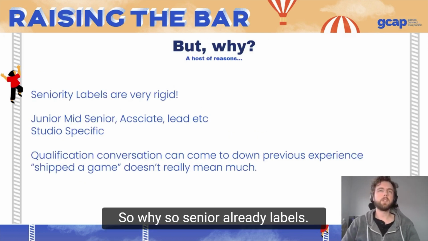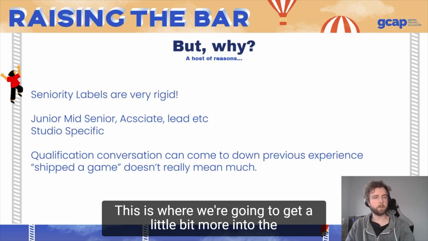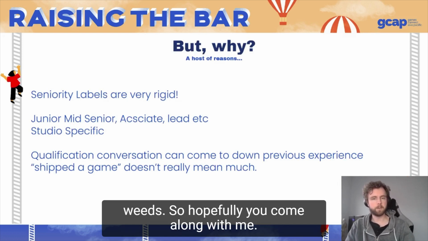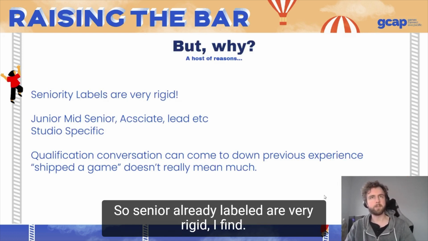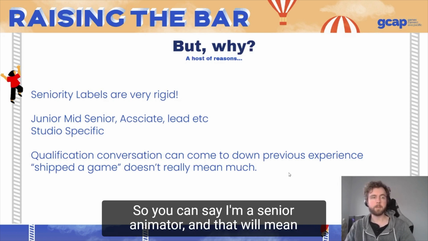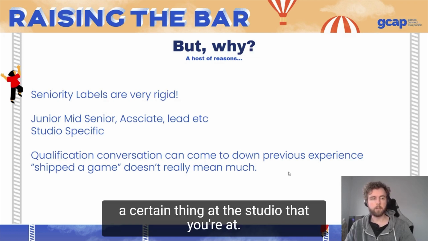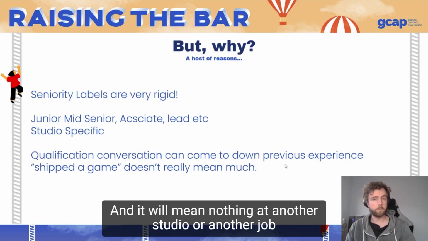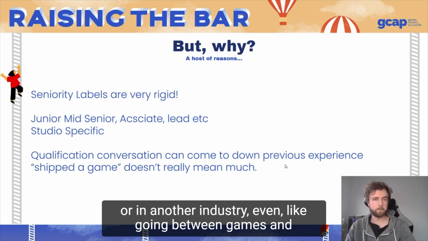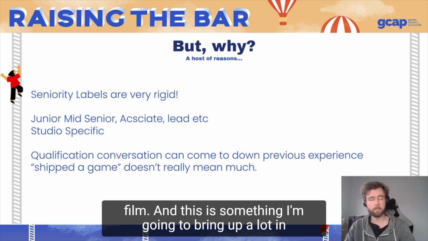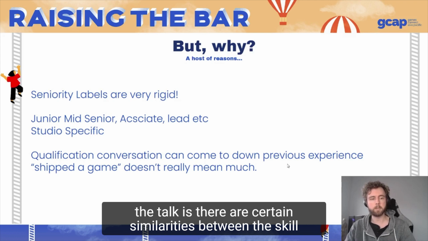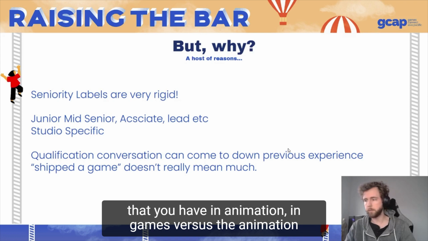So, seniority labels, and this is where we're going to get a little bit more into the weeds, so hopefully you come along with me. Seniority labels are very rigid, I find anyway. You can say, I'm a senior animator, and that will mean a certain thing at the studio that you're at, and it will mean nothing at another studio or another job or in another industry even. Like going between games and film, and this is something that I'm going to bring up a lot in the talk, there are certain similarities between the skill that you have in animation in games versus the animation in film.